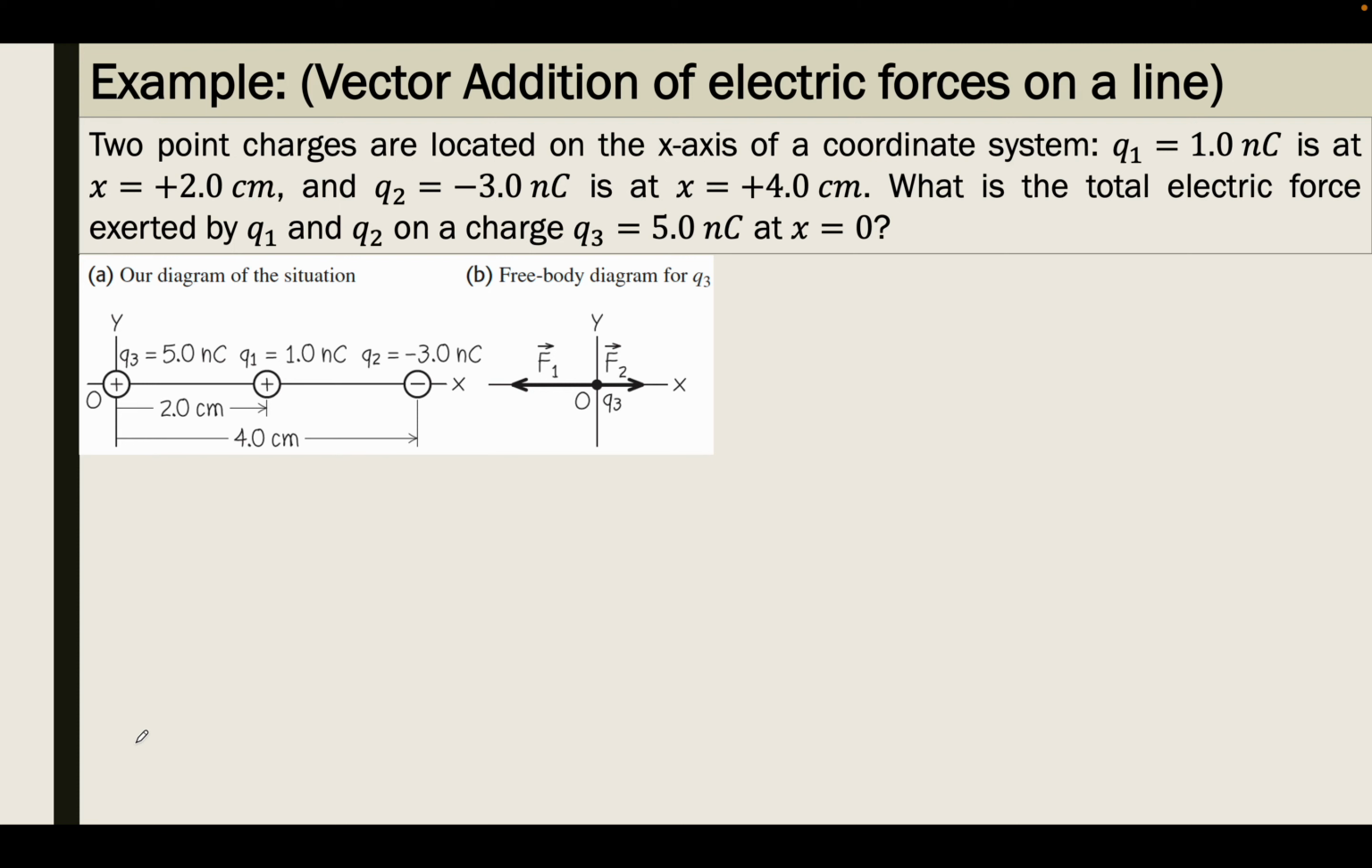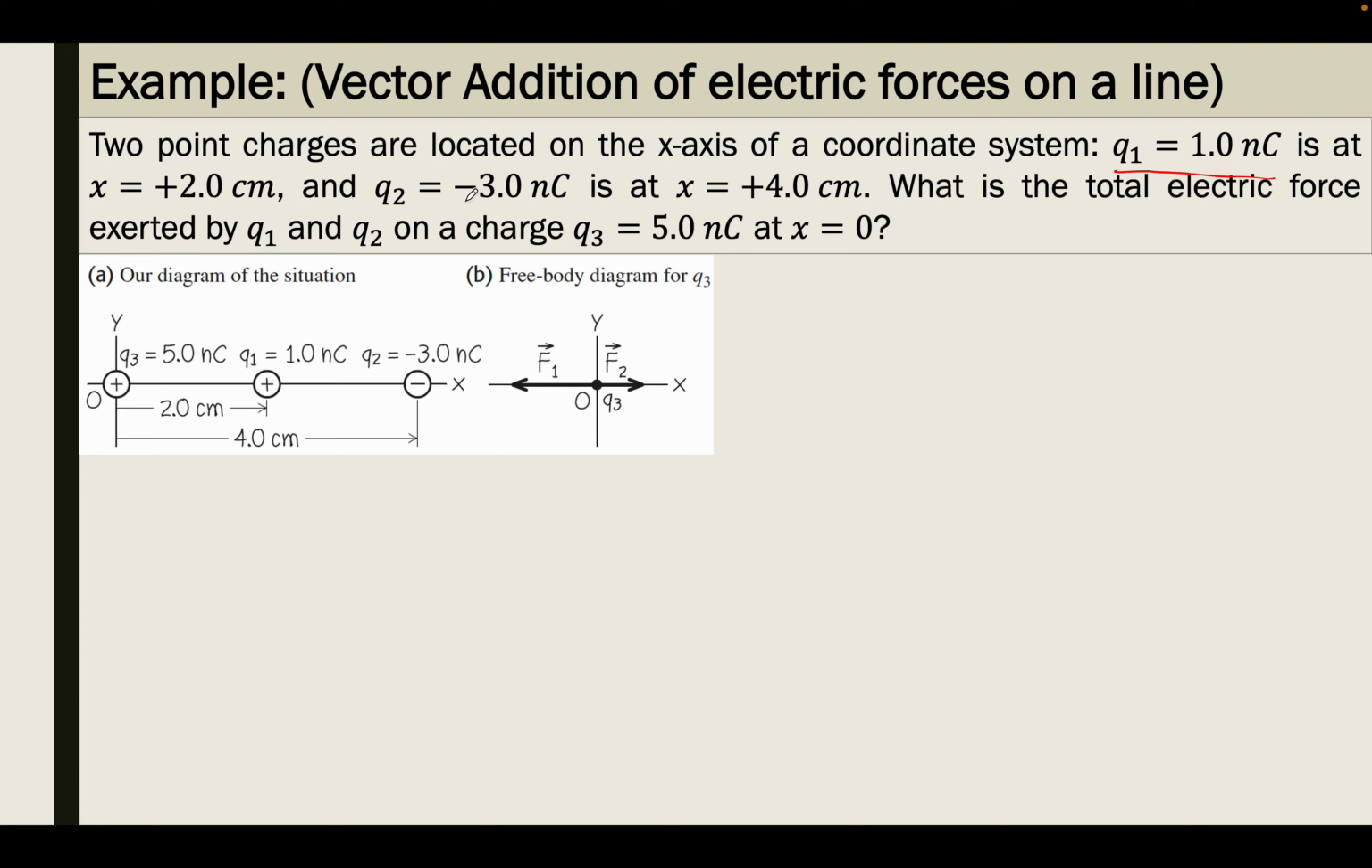So we have here 2 point charges located on the x-axis of a coordinate system. We have Q1, which is equal to 1 nanocoulomb, at positive 2 centimeters. So as you can see here, Q1 is here. So this is our Q1.